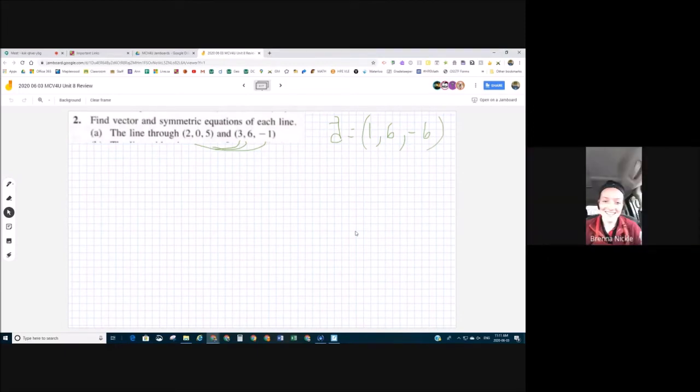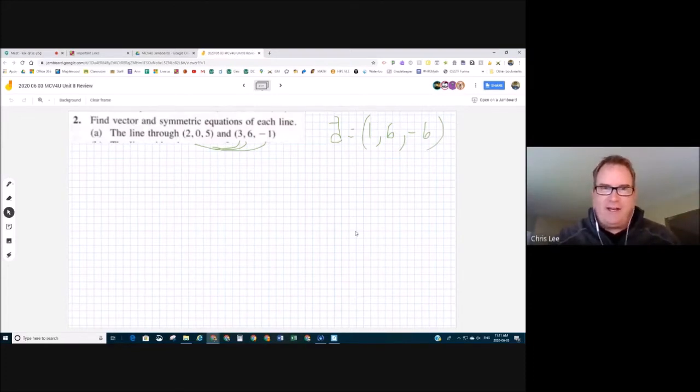Okay, well, we'll keep going then. So we're saying that for every line you need a point and a direction vector. In this case, we found the direction vector by subtracting the points. So 3 minus 2 is 1, 6 minus 0 is 6, and -1 minus 5 is -6. And then it's a matter of just remembering which is which for all the different versions of the lines.